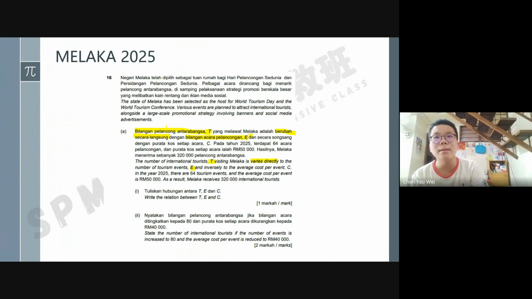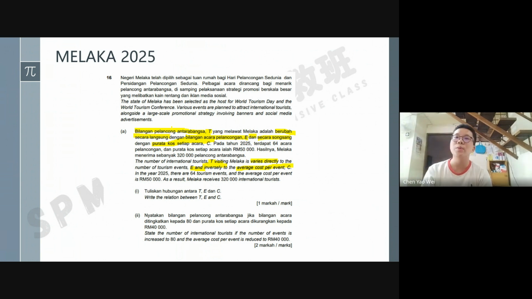And the important thing is the N. How do we do it? Whether it's up or down, or inversely. Secara songsang is go down. Dengan purata kos setiap acara, C. Average cost.